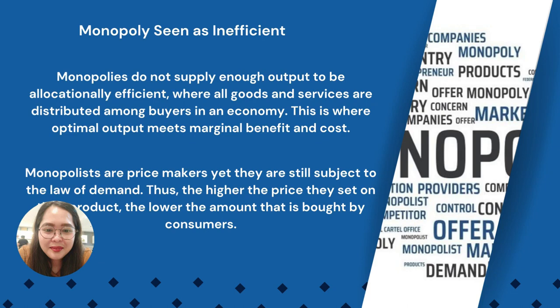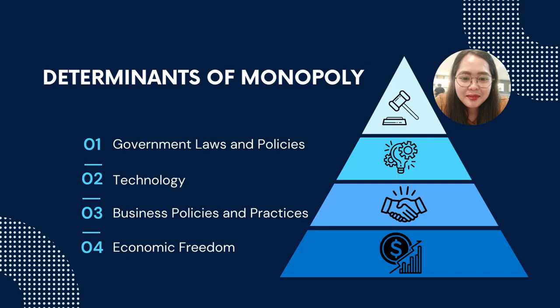A monopoly exists when one company or player has complete control over one market, product, or means of production. Monopolies can hurt consumers because they lead to inefficiencies, lack of innovation, and higher prices. Determinants of monopoly: government laws and policies, technology, business policies and practices, economic freedom.